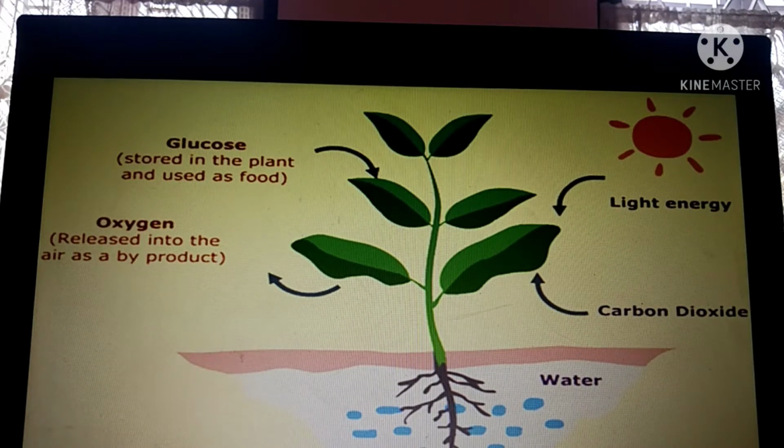Now in the process of photosynthesis, as you have studied in the previous slide, I think you remember that it is a chemical process by which plants synthesize their own food with the help of two raw materials. One is carbon dioxide. How will carbon dioxide be absorbed by the plants? It will be absorbed with the help of their leaves, through some tiny openings. These tiny openings are called stomata.